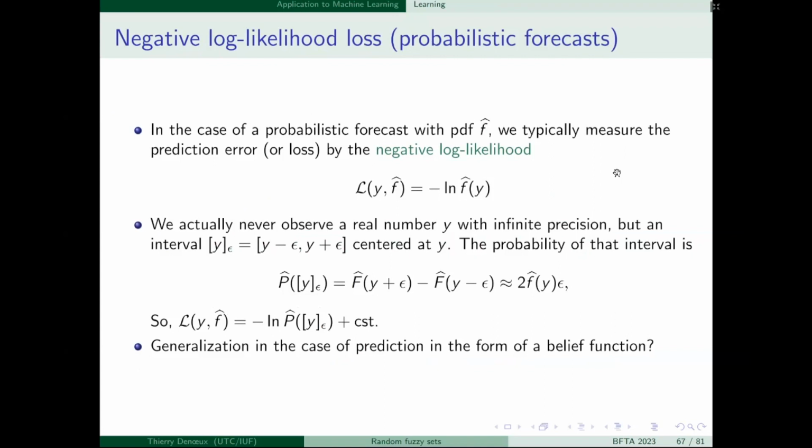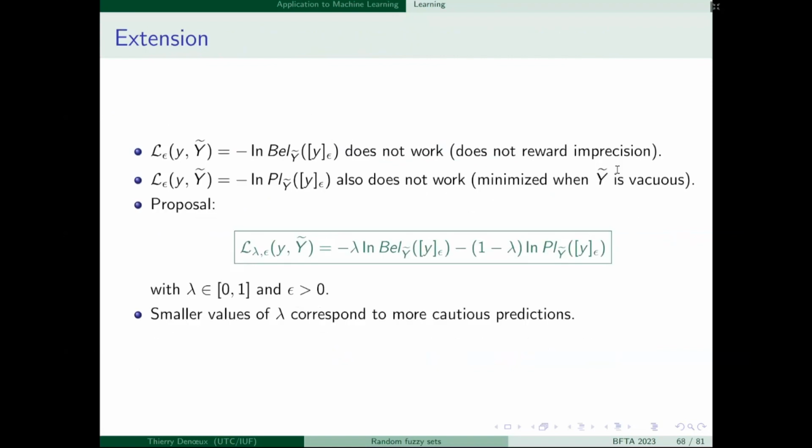Okay. So now for us, the prediction is not given in the form of a PDF, but a belief function. How can we extend this? Here we don't have a probability, but we have a belief function and a plausibility function. The first idea would be to replace the probability by the degree of belief. Actually, it doesn't work because the best forecast is always a probability. For any belief function forecast, there is always a better probability forecast.